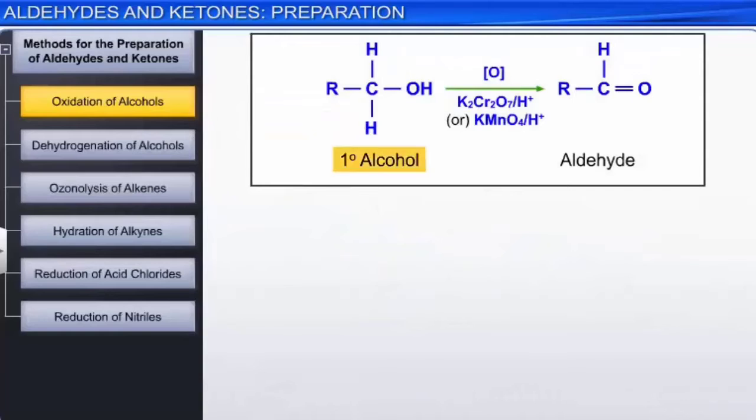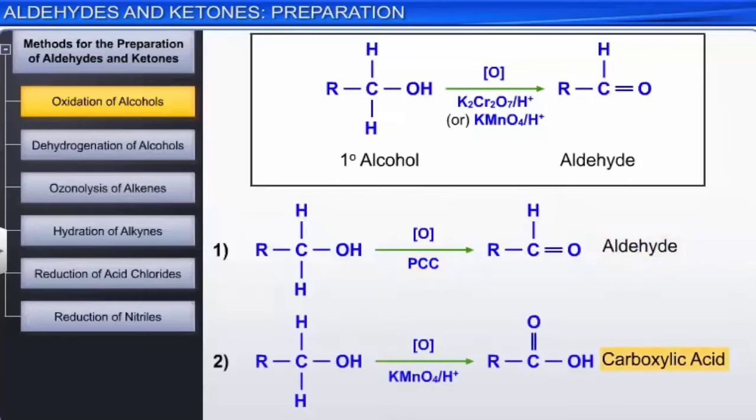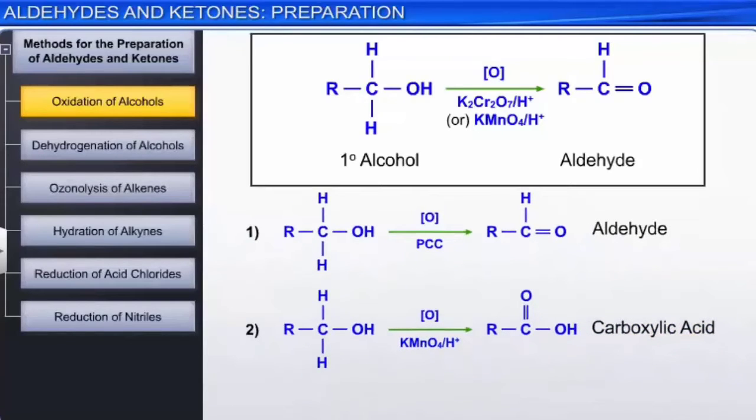Now, since primary alcohols contain two alpha hydrogens, they can either lose one of them to form an aldehyde selectively in the presence of pyridinium chlorochromate, PCC, or can lose both of them to form a carboxylic acid in the presence of acidified potassium permanganate. The conversion of a primary alcohol into an aldehyde is difficult because aldehydes are susceptible to further oxidation. One of the best reagents for the conversion of primary alcohols into aldehydes is PCC.